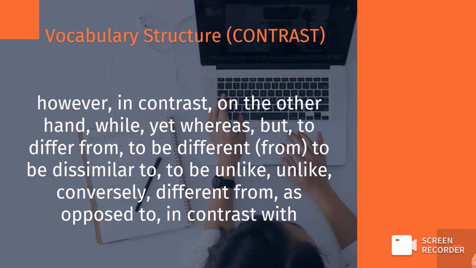Now, for contrast, we have however, in contrast, on the other hand, while, yet, whereas, but, to differ from, to be different from, to be dissimilar to, to be unlike, conversely, differed from, as opposed to, and in contrast with.